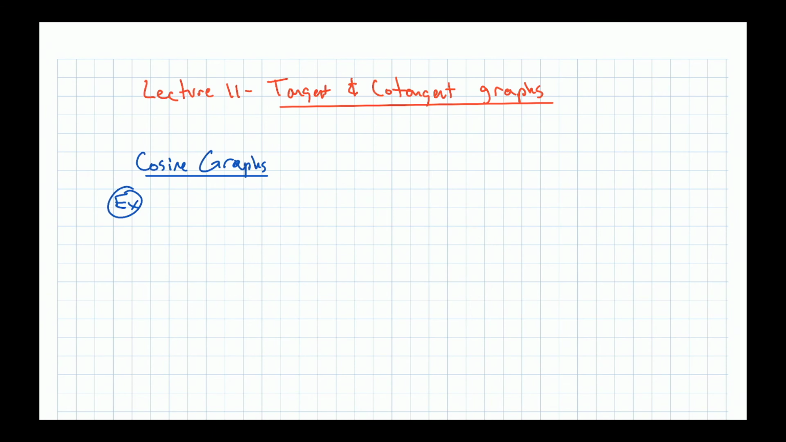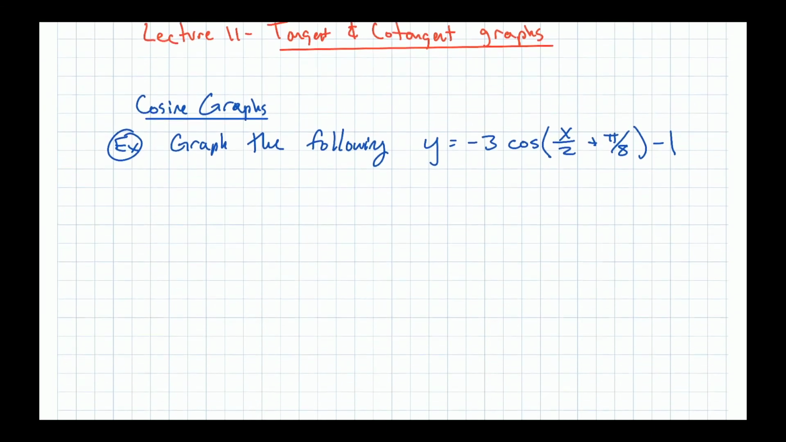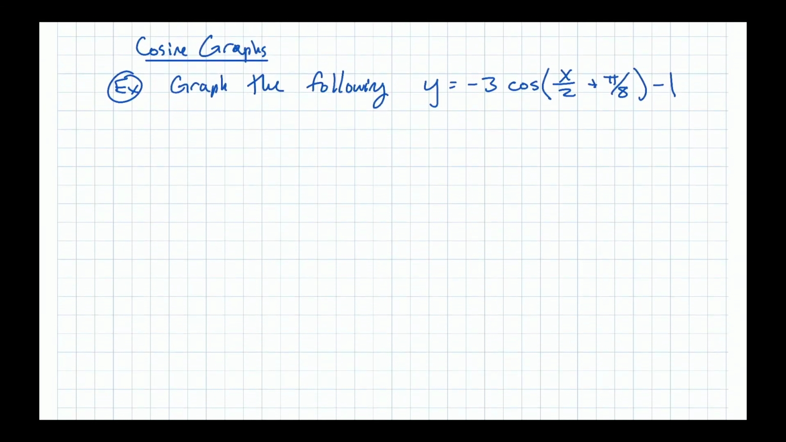It says graph the following: y equals -3 cosine of x over 2 plus pi over 8, minus 1. Okay, and something I'm going to do here is I'm going to do this in a slightly different way than I said in the previous lecture. It's a little bit more writing, but hopefully it'll be a little easier to understand.